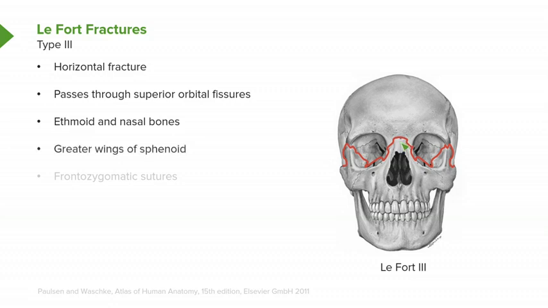Would involve the greater wings of the sphenoid bone. And then lastly, which we can appreciate, it would involve the frontozygomatic suture. So that suture lies right in through here on this side and right in through the opposite side.